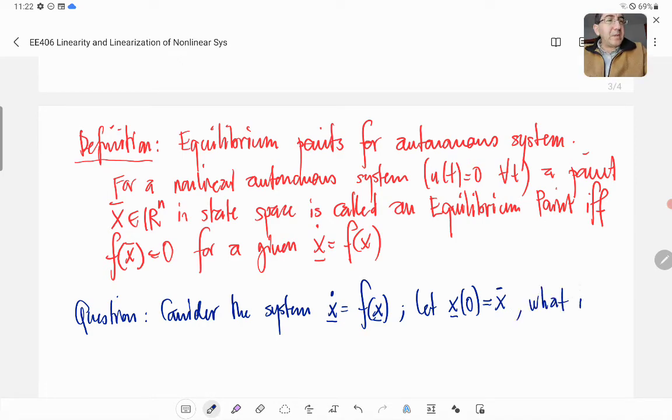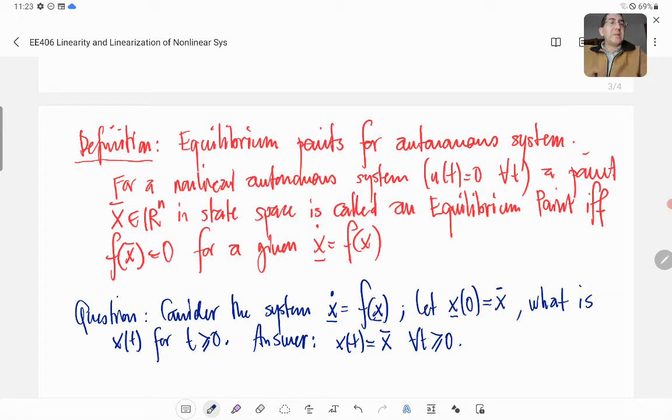What is x of t for t larger than or equal to 0? So that means for any future time. Okay, and the answer might be obvious for some of you, is that x of t has to be identically equal to that state, in fact, for all t positive. So that means if you start from an equilibrium point and there is no input, you will stay at the equilibrium point. Obviously, this is a mathematical singularity, right?